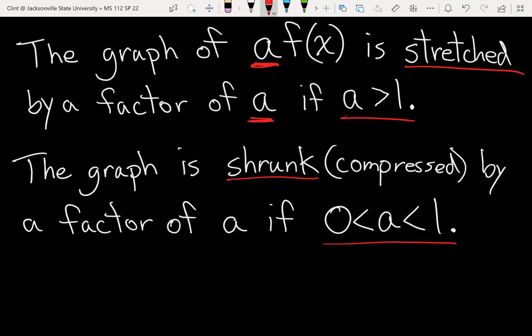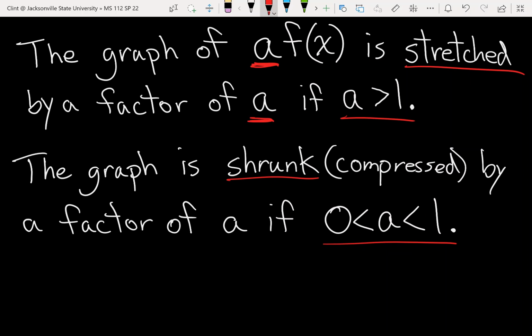Negatives we don't include, because when we're thinking about transformations, if we put a minus sign in there, we're actually doing a reflection. So if you multiply by a negative number, you're really doing two transformations. You're doing a reflection, and you're either stretching or shrinking the graph. So we only have to worry about the ones that are between 0 and 1 and then bigger than 1. If we put a minus sign in there, we handle that separately with the reflections.